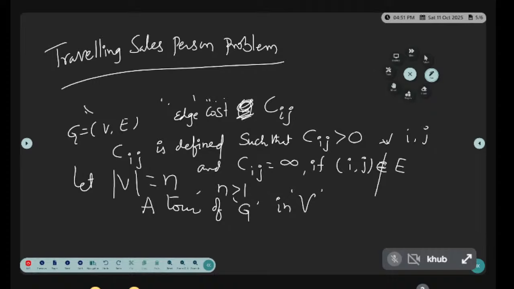The traveling salesperson problem, TSP, is to find a tour of minimum cost, by using the principle of optimality.